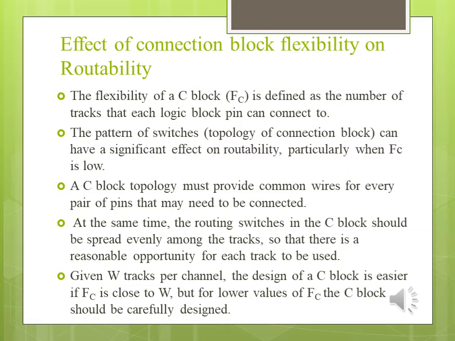A C block topology must provide common wires for every pair of pins that may need to be connected. At the same time, the routing switches in the C block should be spread evenly among the tracks so that there is a reasonable opportunity for each track to be used. Given W tracks per channel, the design of a C block is easier if Fc is close to W, but for lower values of Fc, the C block should be carefully designed.